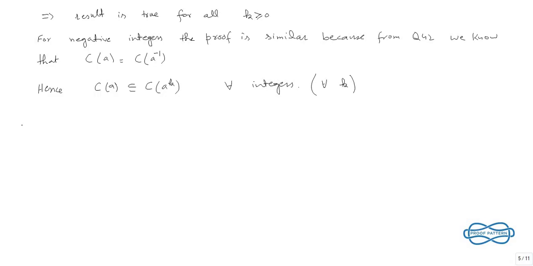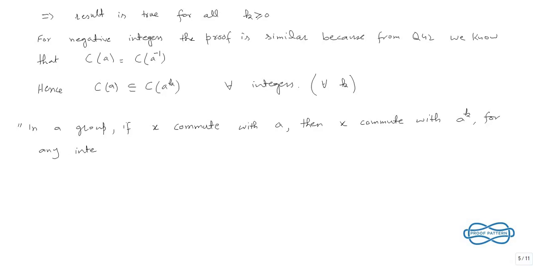Now the complete statement which we have to complete: in a group, if x commutes with a, then x commutes with a to the power k for any integer k. That is the complete statement.